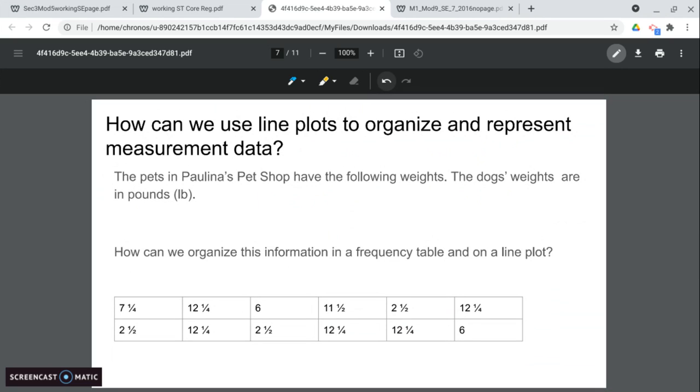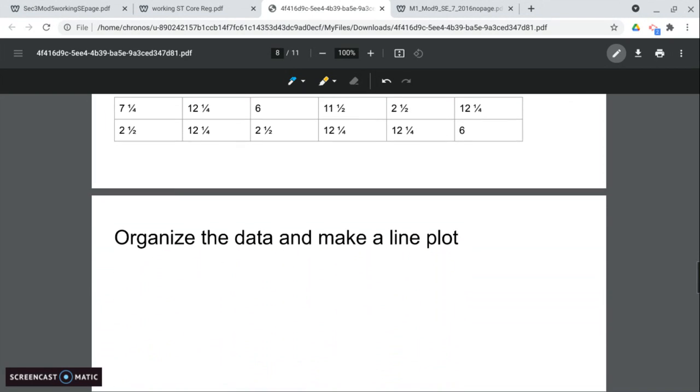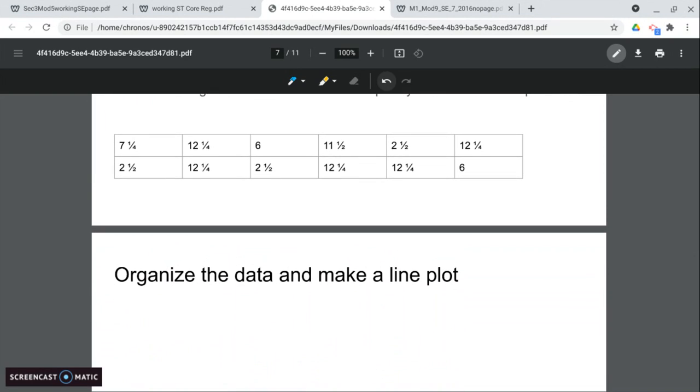How can we use line plots to organize and represent measurement data? The pets in Paulina's pet shop have the following weights. The dog's weights are in pounds. How can we organize this information in a frequency table and on a line plot? Frequency table means that we are going to make a table to represent how many of each there are.